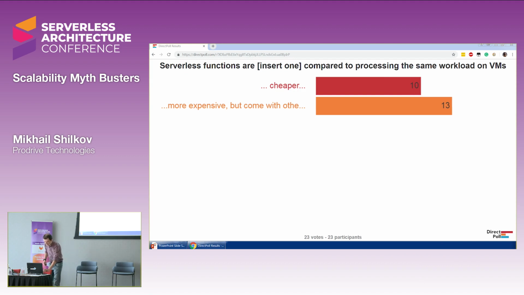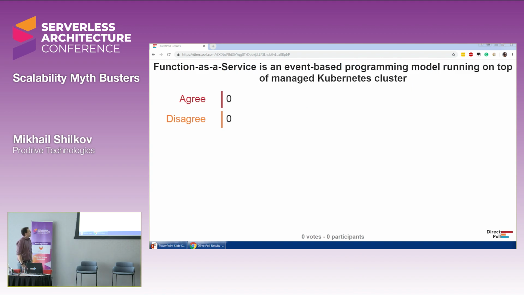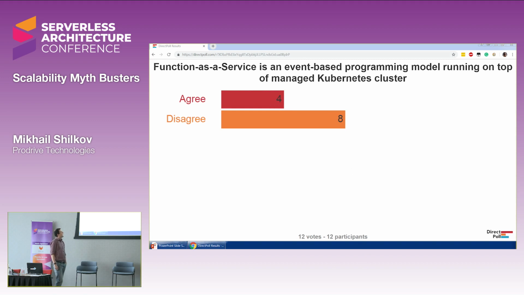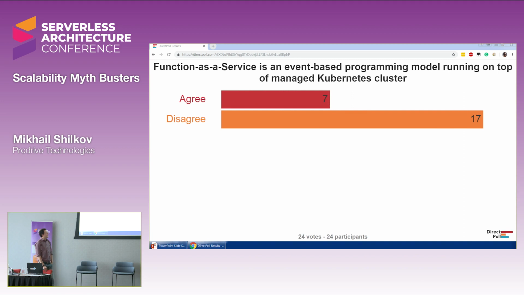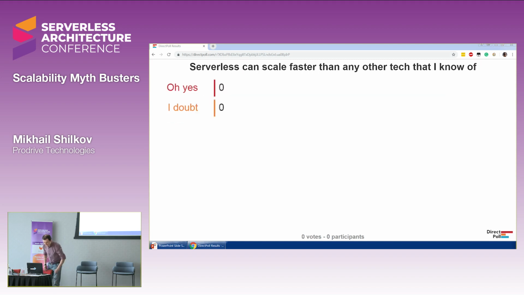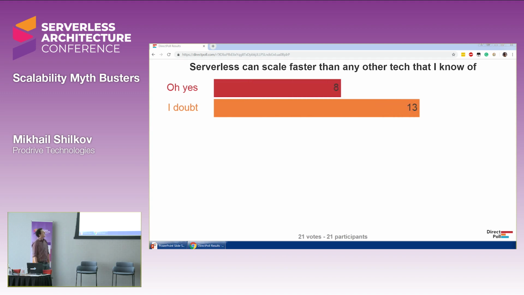50-50. Next question. FaaS is an event-based programming model running on top of managed Kubernetes cluster or something like that. Okay, 2/3 don't trust in Kubernetes. Next question. Serverless can scale faster than any other tech that I know of. More skeptics. Okay. We'll see today.